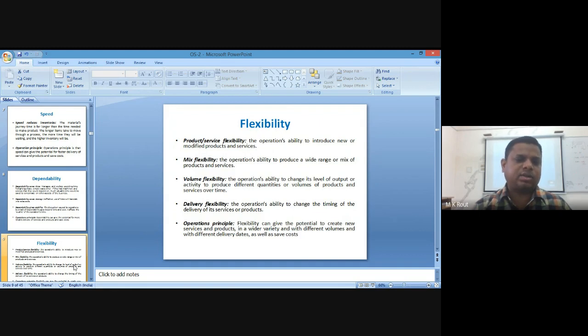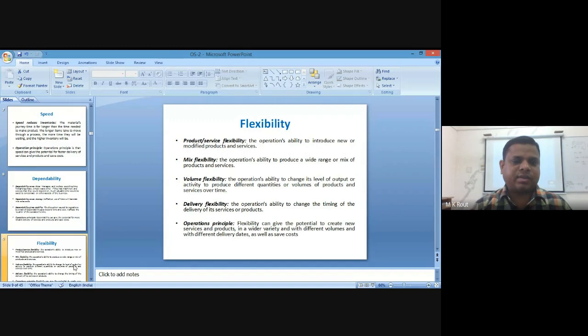So in case of product and service flexibility, it is the operation's ability to introduce new and modify products and services. That is why most multinational companies can directly go for the design and planning part to customize or make modifications, or you can say introduce new products in the market to sustain, to survive and succeed in the market.